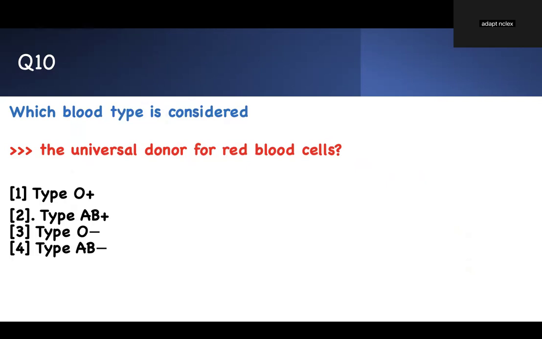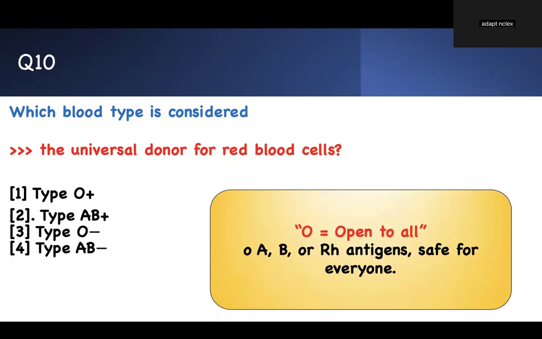And the last one, which blood type is considered the universal donor for red blood cells? That means you give to all. You don't hold anything. Type O, A positive, AB positive, O negative, AB. Mnemonic, easy way: O, open to all. I am open to all. So O is safe for everybody.